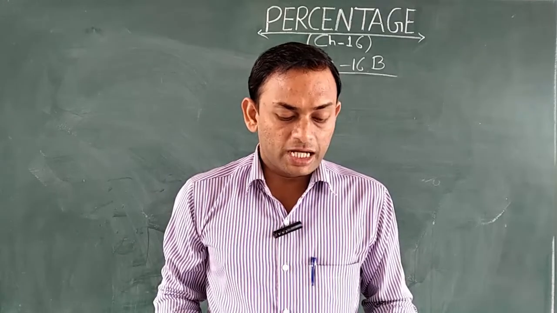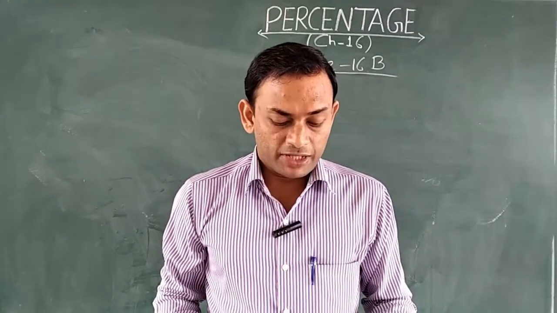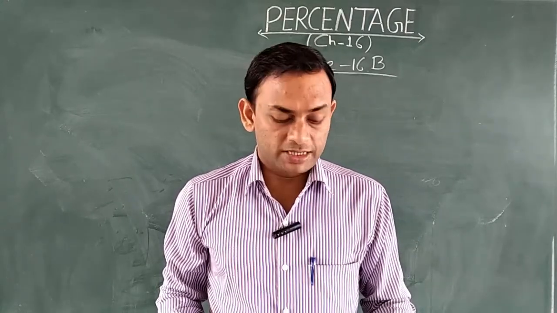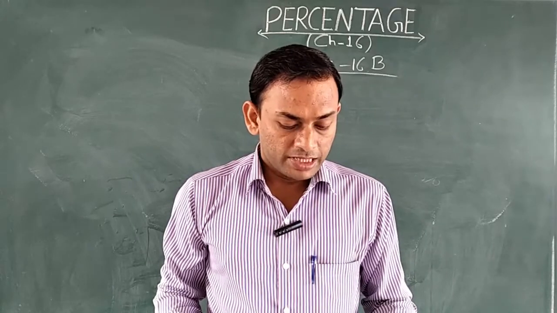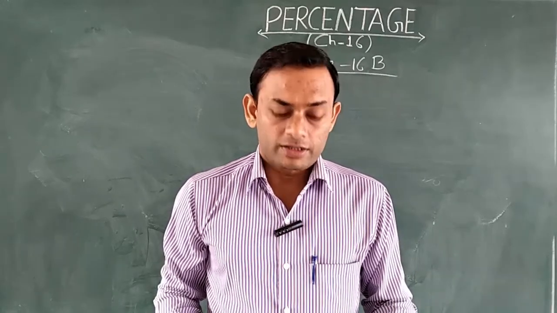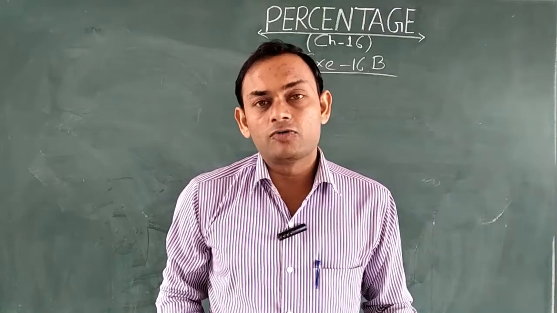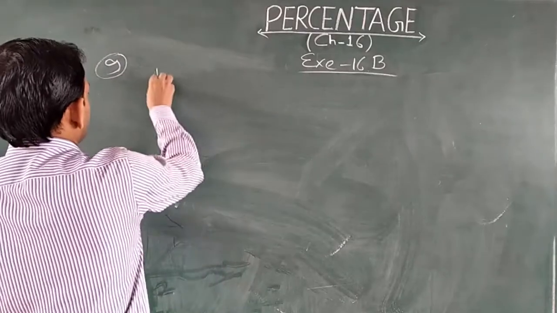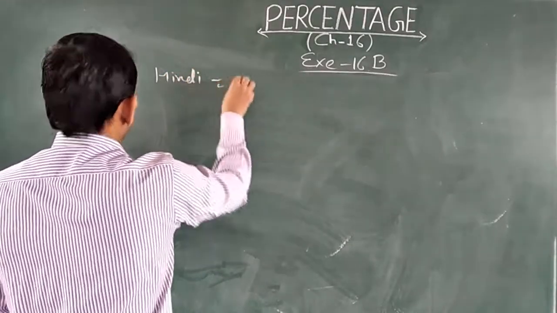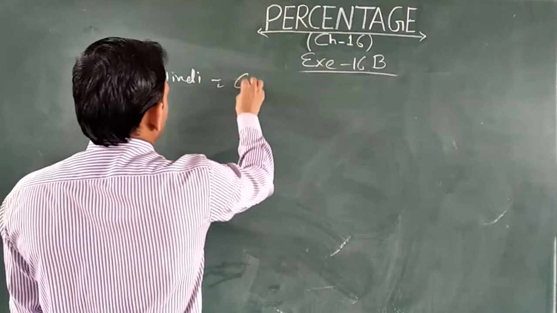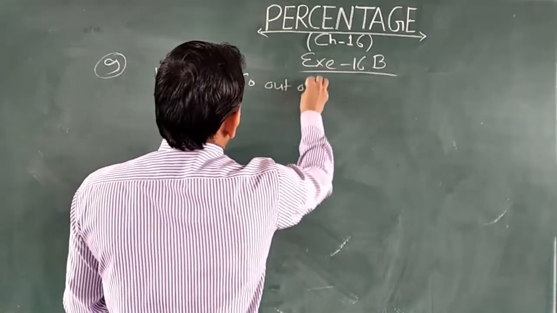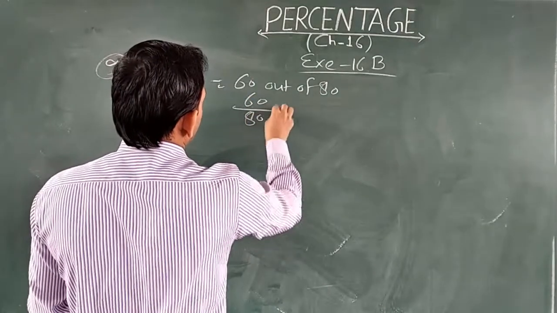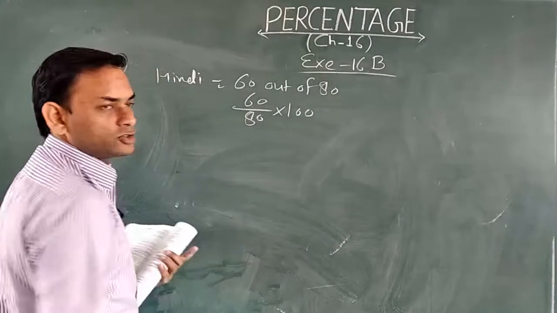Now the ninth question I am just going to tell you. A boy got 60 out of 80 in Hindi, 75 out of 100 in English, 65 out of 70 in arithmetic. In which subject is his percentage of marks the best, and also find the overall percentage. This is the ninth question. In Hindi, 60 marks out of 80. So how do you find the percentage of 60 marks out of 80? 60 upon 80 into 100.